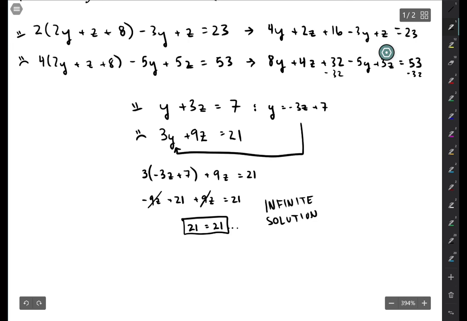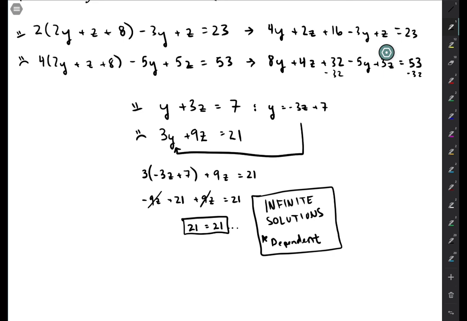Okay, so if you come out and you end up with a true statement, just like we did before, you can just stop there. You don't have to solve anything else. As soon as you get that, you know there's infinite solutions, which is also known as dependent. So don't panic if you got something funky with that. Depending on how you solved it, yours might be a little different, but in the end, you'll end up with infinite solutions.